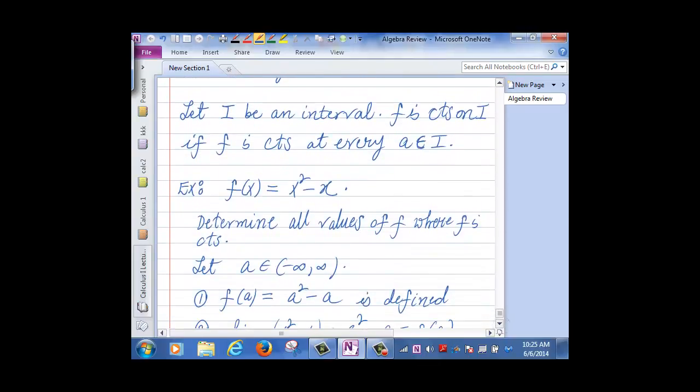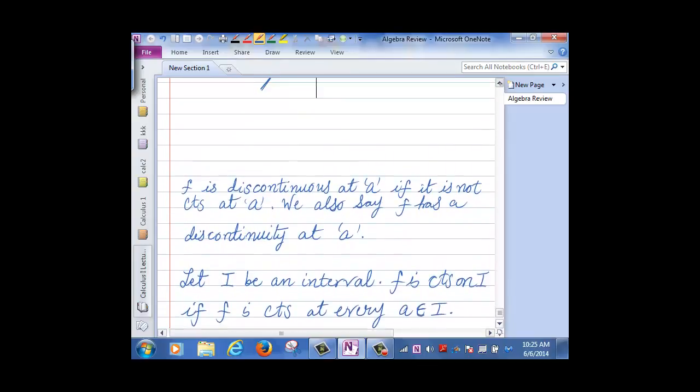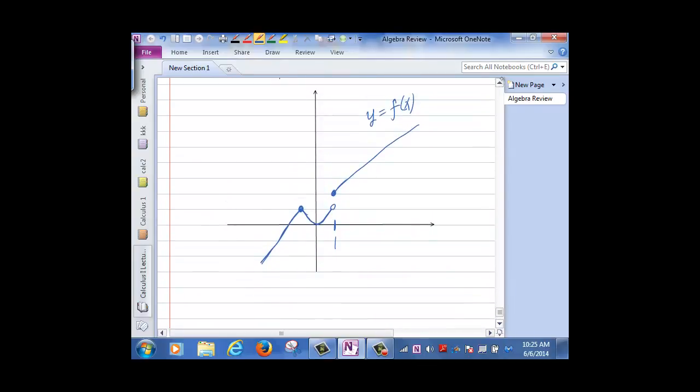Let's look at another example. Oh, by the way, in the second example that I have, the discontinuity that I have is called a jump discontinuity. So at a point, you have a jump discontinuity. When I say that, what I mean is that the right-hand limit exists, the left-hand limit exists, but they are different.